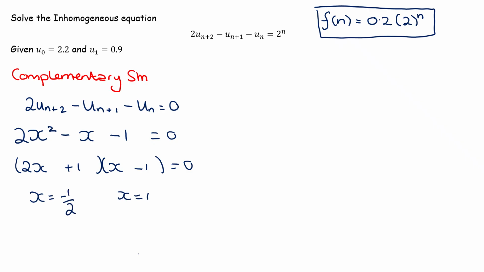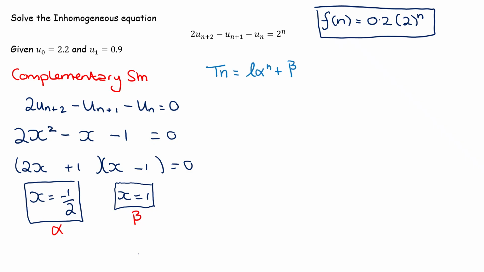Really take care with these because often students are rushing and get funny, silly answers for their roots. You want to make sure that part is good. So that's my alpha and that's my beta. This time our theorem that we're using is going to be Tn is equal to L alpha to the power of n plus M beta to the power of n. And this is going to give us our complementary solution.